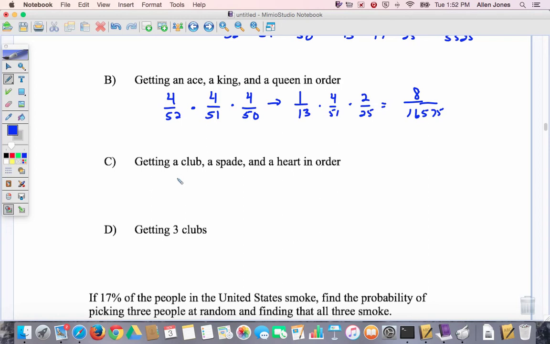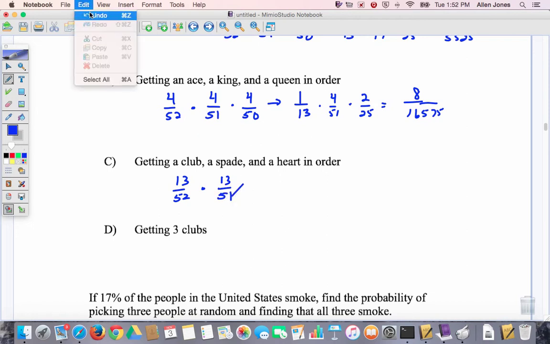All right, dependent events. Zipping through 2 more of those: a club, a spade, and a heart in order. The probability of a club, there are 13 clubs in a deck of cards, 52 total cards. We've now pulled out a club. Move on to the spades. There are 13 spades in the deck of cards, but because we pulled out 1 club, there are 51 cards left. And then we move on to our heart. Again, there are 13 hearts in a deck of cards. We pulled out a club and a spade, so there are 50 total cards that are left.